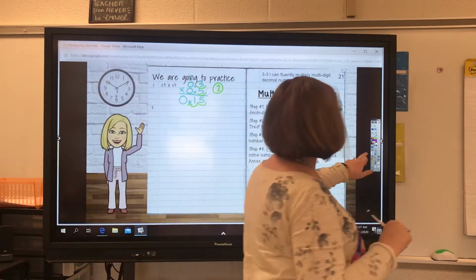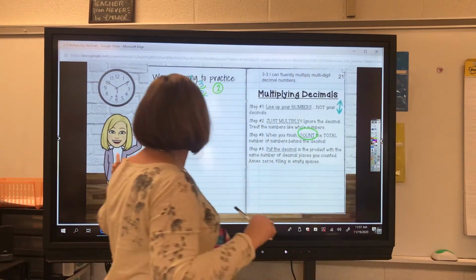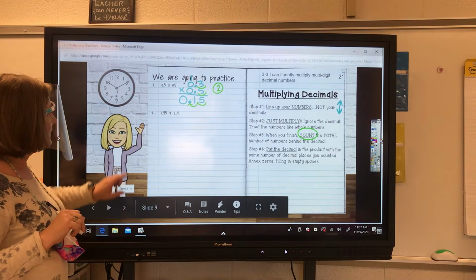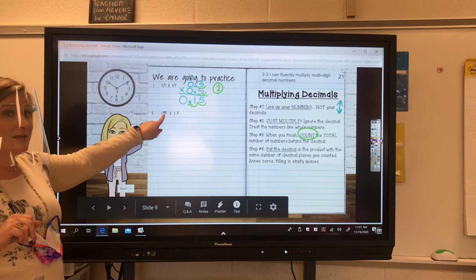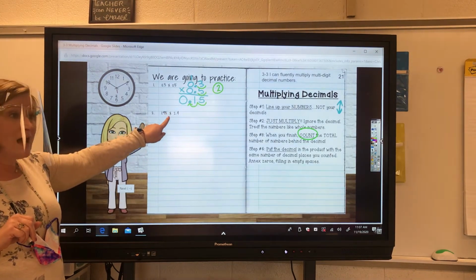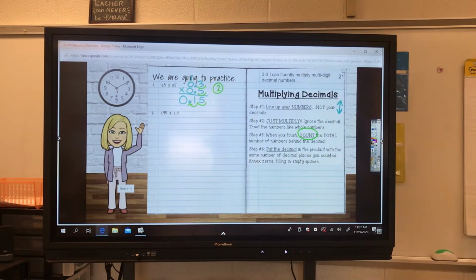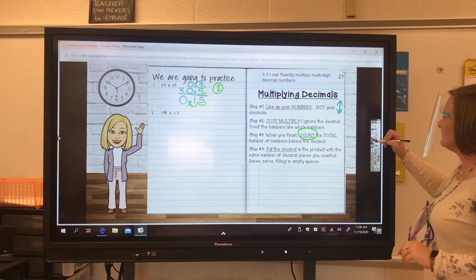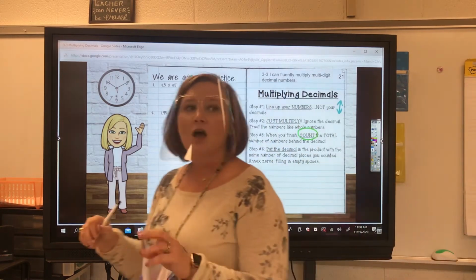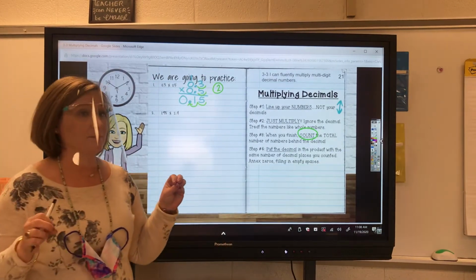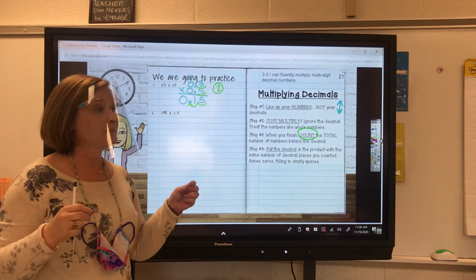Let's try another one. I have 1 and 95 hundredths times 2 and 4/10. I want you to write it horizontally, and then we're going to write it vertically together, okay? All right, I want you to stop for just a second, and I want you to look at me.